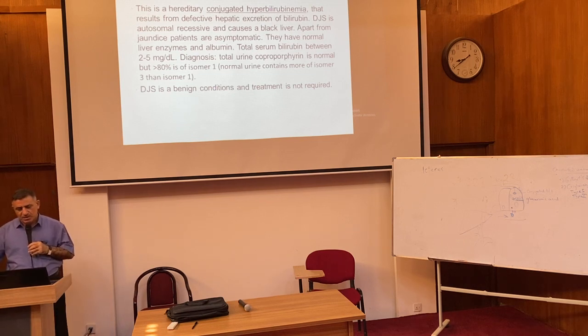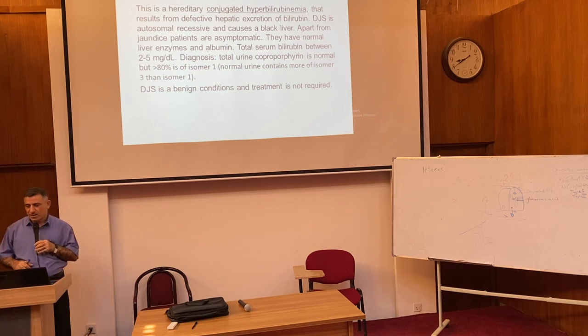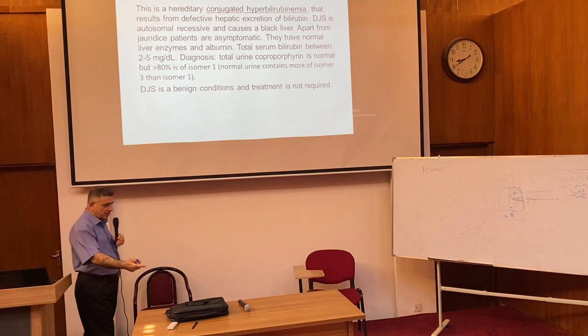Dubin-Johnson results from defective hepatic excretion of bilirubin. Conjugation is fine, but excretion into the biliary canaliculi is defective. It is autosomal recessive and causes a black liver. The liver looks black like this.